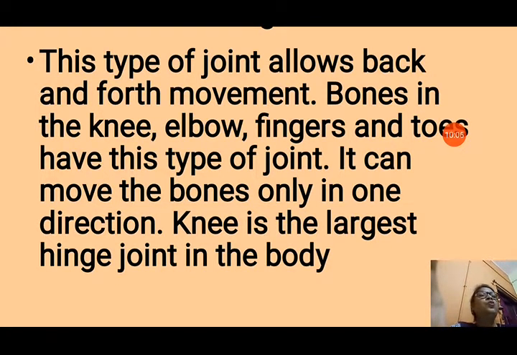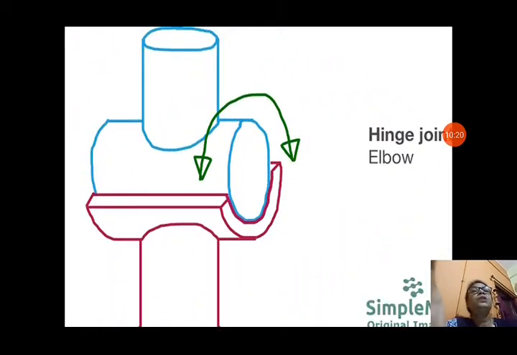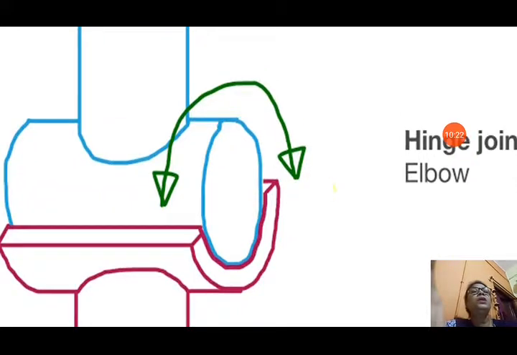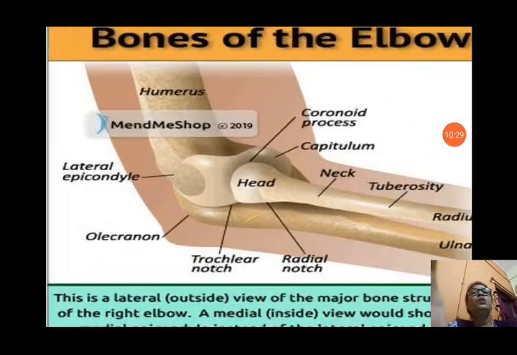If you try to move your knees and elbow in the backward direction, it will break, because it is like a hinge and allows movement in one direction only. Knee is the largest hinge joint in the body. You can see in this how it is fixed together. The elbow hinge joint is placed like this. You can see the picture, another picture also. In this you can understand better.